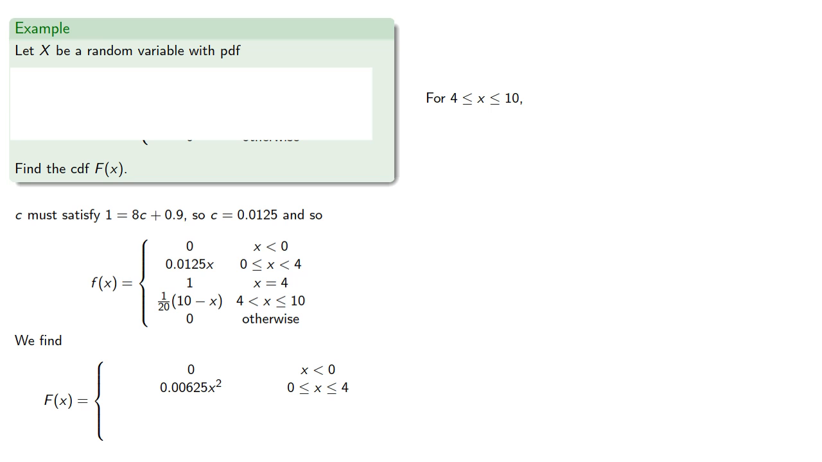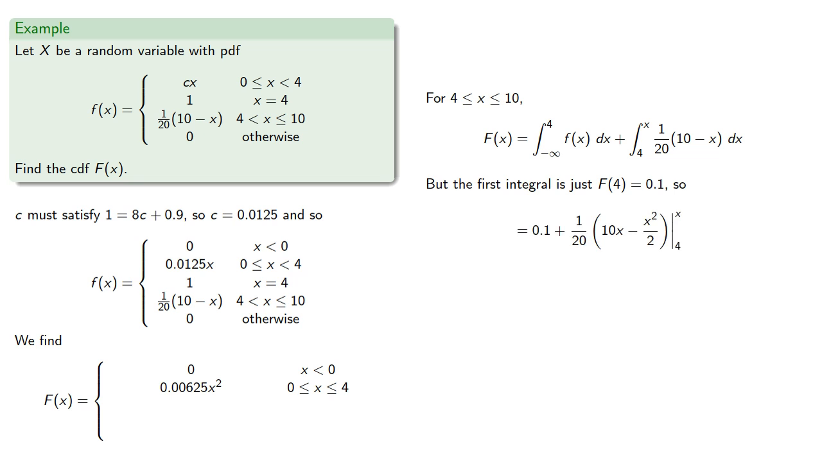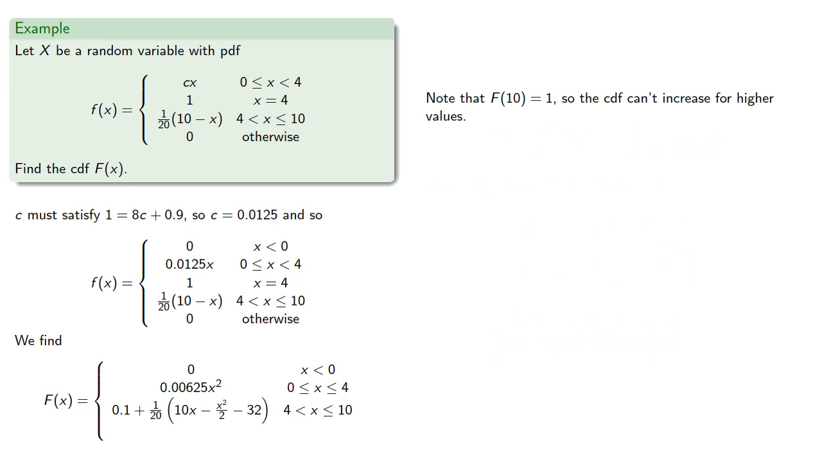For the interval between 4 and 10, we can split the integral into, but we already know the value of the first integral, so that's going to be our CDF at 4, 0.1, and so we only have to worry about that second integral, which will be, and note that F of 10 is 1. And the probability that x is greater than 10 is 0, so the CDF won't increase for higher values.